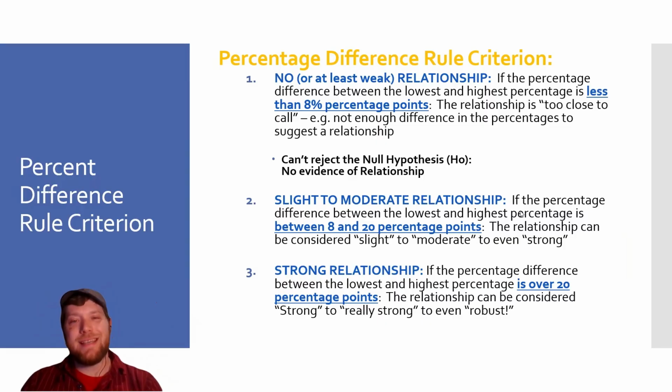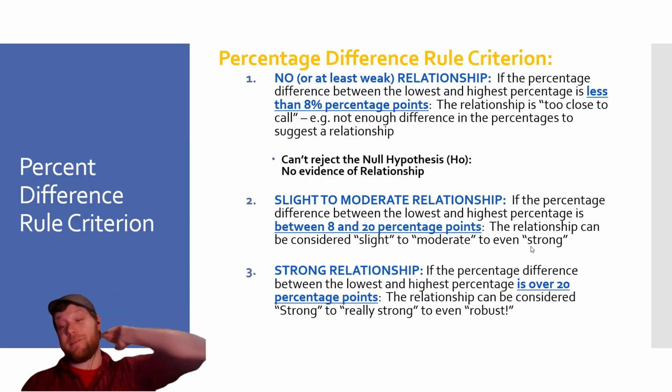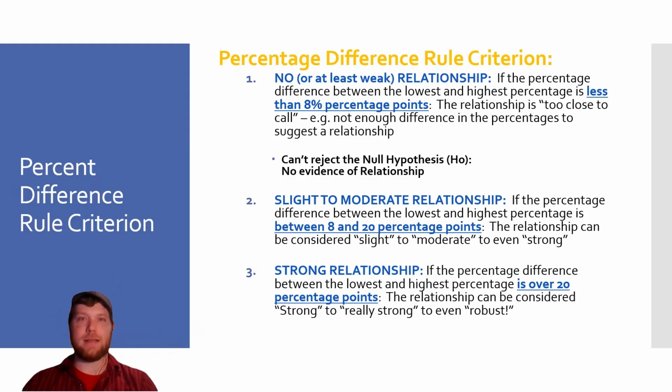If I see that the differences are between 8 and 20 percentage points, so basically the only thing you're going to do for this class that feels very mathy is taking the highest and lowest and subtracting them. Use a calculator, I have no problems with that. Find that difference and say, is it between these two values? If so, we think that there might be a slight or a moderate to even a strong relationship. So when I say I think this is a really strong relationship, that's if the percentage difference between the lowest and the highest is over 20 percentage points.